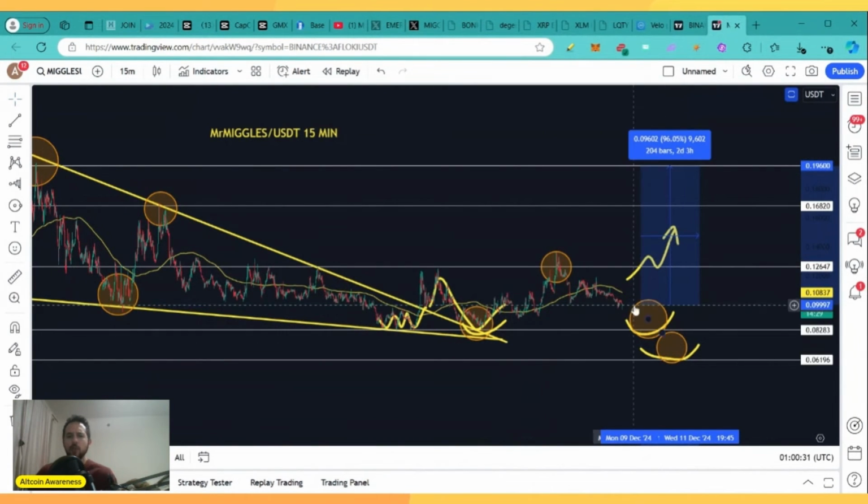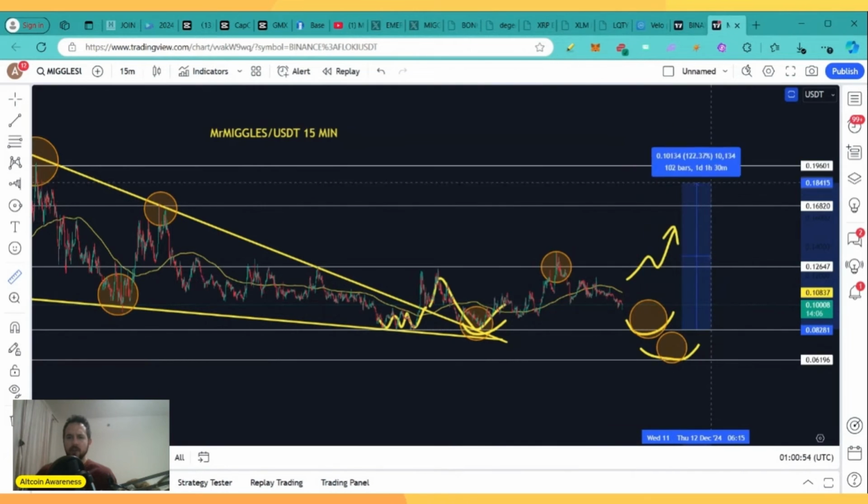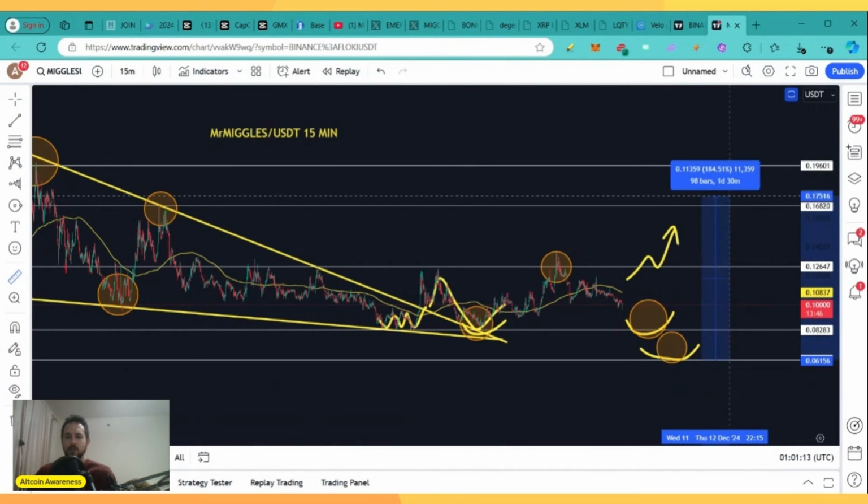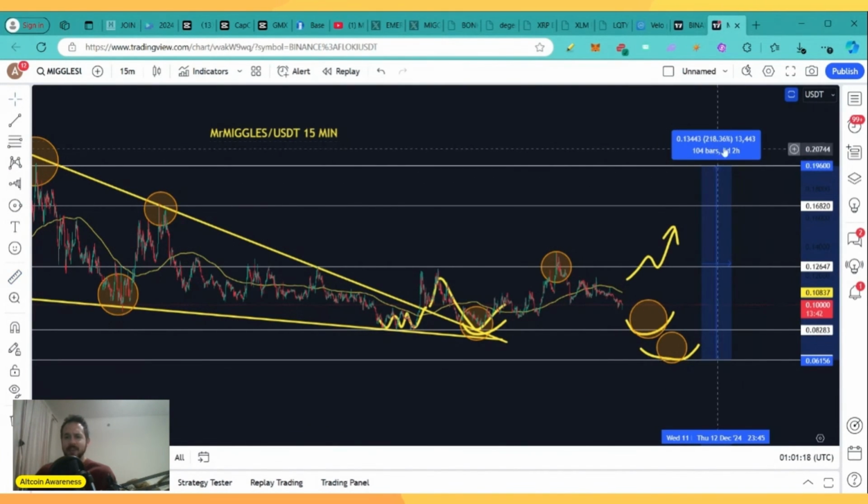But if the price action pulls back and we see a bounce at this first key level of support that's located at 0.08283, that's going to be a very nice buying opportunity. And that's because, as you see here, the measured move from this support level to the all-time high, that's a 136% move. If we see an even deeper pullback all the way down to this key level of support that's located at 0.06196, the measured move from here to the all-time high, that's a 218% move. That's why these pullbacks are amazing buying opportunities in my eyes, especially during a bull run, during an altcoin season.